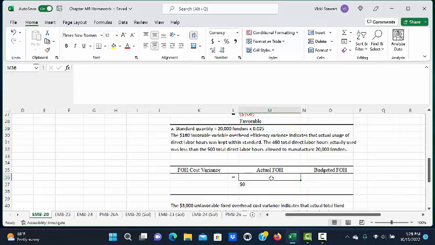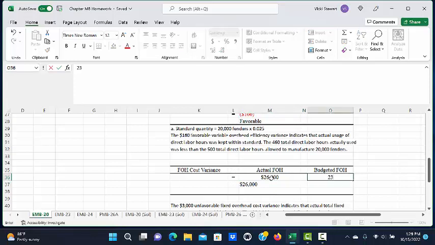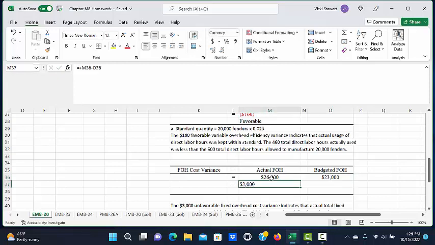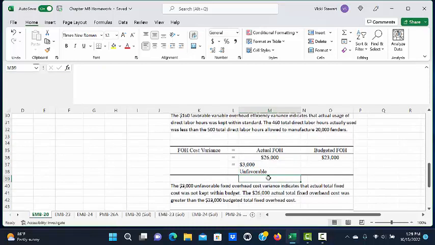Now we're going to compute the fixed overhead cost variance. So the problem told us that the actual fixed overhead was $26,000. The budgeted fixed overhead that the problem gave us was $23,000. So that's a $3,000 unfavorable cost variance. And that is because the actual total fixed cost wasn't kept within the budget.